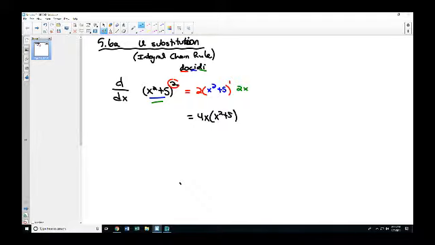That derivative, correct? It's a power rule. Bring the two down. Oh, subtract one.